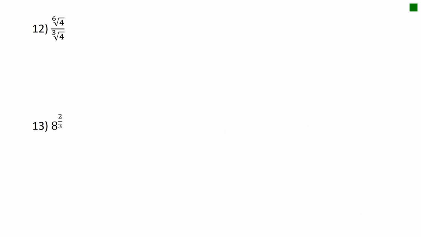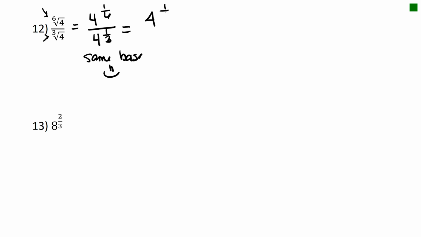All right, so number 12, it looks like we cannot do this because they have different roots. But remember, you can go from radical form to exponent form. You'd have a rational exponent of 1/6 and 1/3. And then when we have the same base, so that's the important thing here, is they have the same base. That means we can do it. Happy, happy, joy, joy. We subtract the exponents.